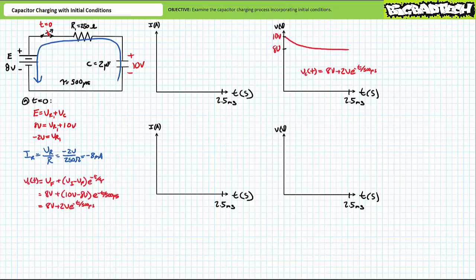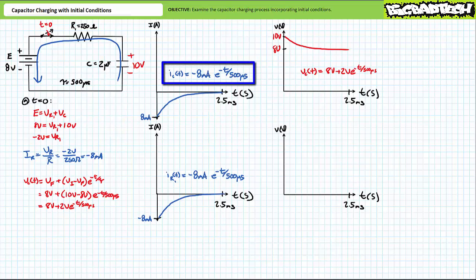Voltage across the capacitor as a function of time, Vc of t, can still be expressed as Vf plus Vi minus Vf times e to the negative t over tau, where Vi is the initial voltage of 10 volts and Vf is the final steady state value of 8 volts. Substituting these given values, Vc of t resolves itself into a simplified expression as 8 volts plus 2 volts times e to the negative t over 500 microseconds. Voltage starts out at 10 volts and eventually stabilizes at 8 volts over 5 time constants or 2.5 milliseconds. As long as you keep track of signs, this expression will work for any scenario.